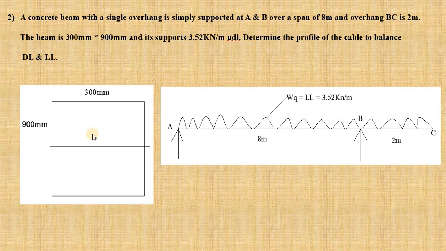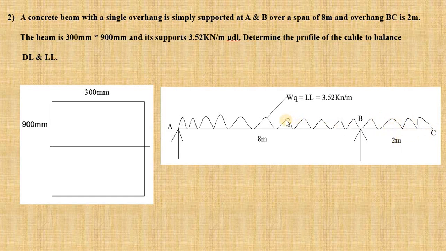Here they have not given any diagram. So first write the cross section. It is 300 by 900. First of all it's a simply supported beam. So from A to B it is of 8 meter. On this UDL is acting. Again from B to C it is 2 meter. This is an overhanging portion.